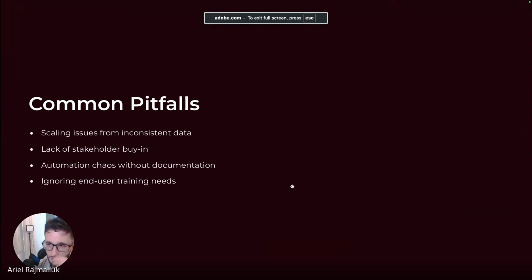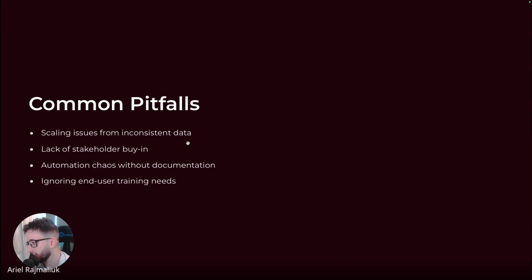Boom. Okay, so scaling issues from inconsistent data, very common. If you didn't check the first stage and the data is not good, the data model is not good, once you're scaling, you will start noticing those things. Okay, automation chaos without documentation. You can even add notes in workflows. I don't know why people don't do it, but you should.